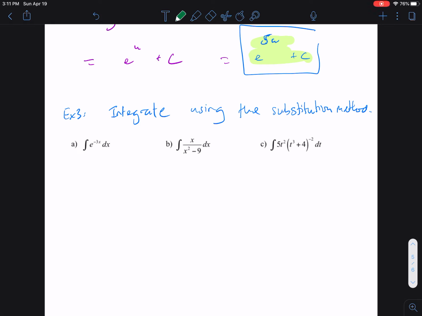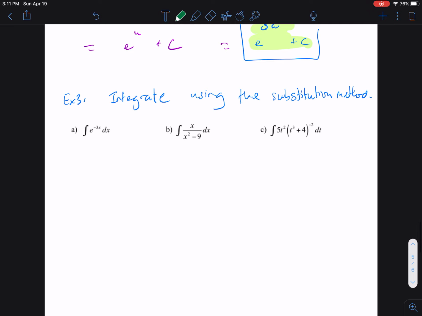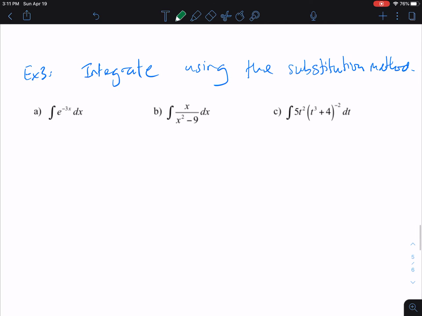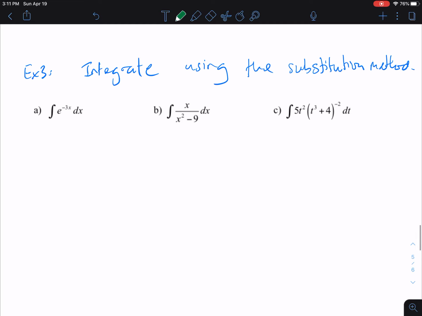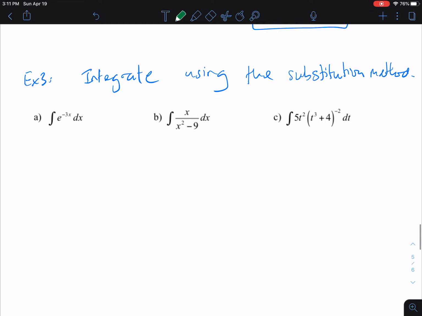Alright, welcome back guys. So this is the second video we have for lesson 5.2. We are going to do examples of how to find the indefinite integral using the substitution method. So I've got three examples here I want to go over. In the first one, we're looking at the integral of e to the negative 3x dx.